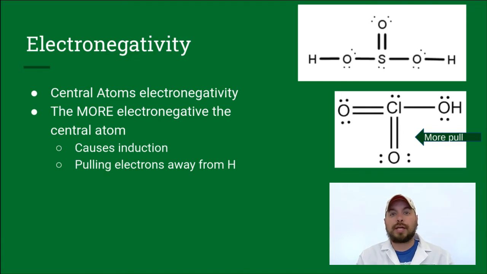Cl is more electronegative. So again, this idea of induction, we're pulling more electrons away from the hydrogen, which is bound to one of the oxygens. It happens to a greater degree in the HClO3 and to a lesser degree in the HSO3. Therefore, HClO3 is a stronger acid.